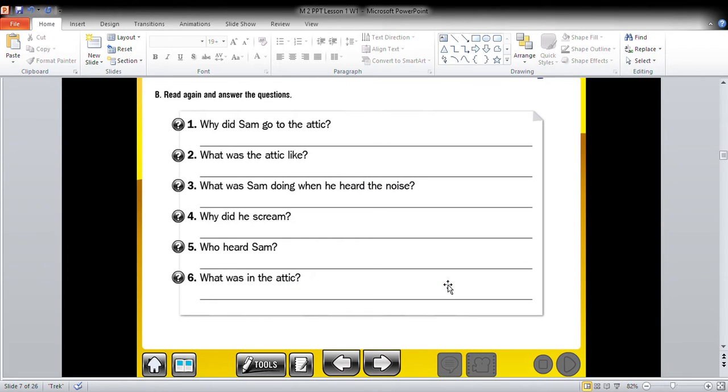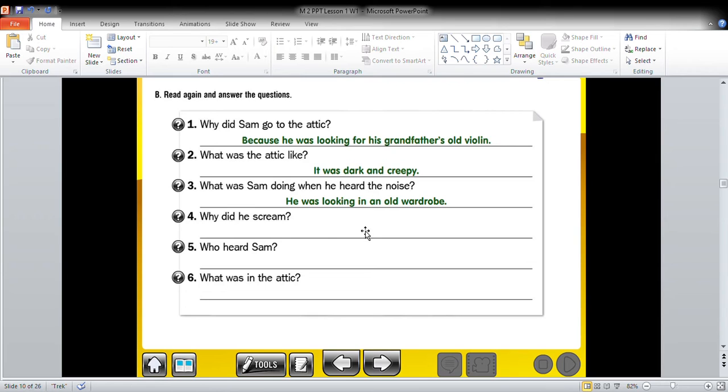Now, the next slide has the questions about the story. We are going to read the questions and then we'll give the answers. Question number 1. Why did Sam go to the attic? Answer: because he was looking for his grandfather's old violin. Question number 2. What was the attic like? It was dark and creepy. Question number 3. What was Sam doing when he heard a noise? The answer is he was looking in an old wardrobe.